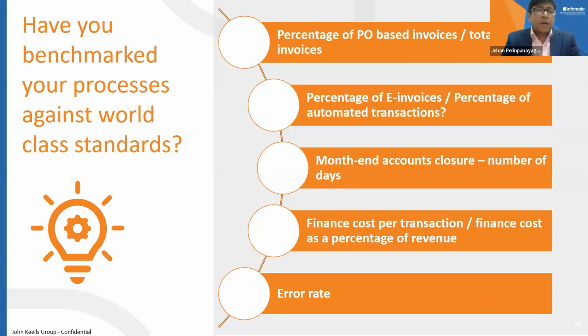For instance, in the accounts payable process, you have the percentage of PO-based invoices, percentage of electronic invoices, month-end closure, the number of days, finance cost per transaction, finance cost as a percentage of revenue, your defect rate. Now, in each of these cases, there is a world-class standard, debtor days, creditor days, invoice to pay cycle times. Right, so what we did in this case is we baselined where they were. And then we had a series of interventions, process improvements, automation initiatives. And after 1 year, we were able to demonstrate that we met or exceeded some of these world-class benchmarks, right?